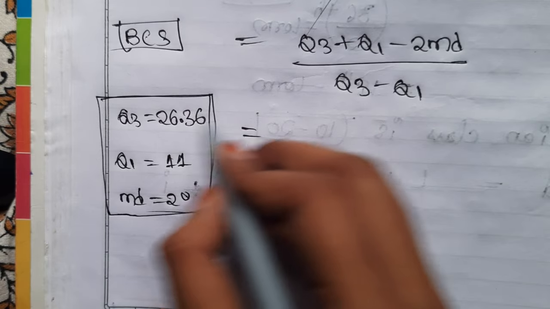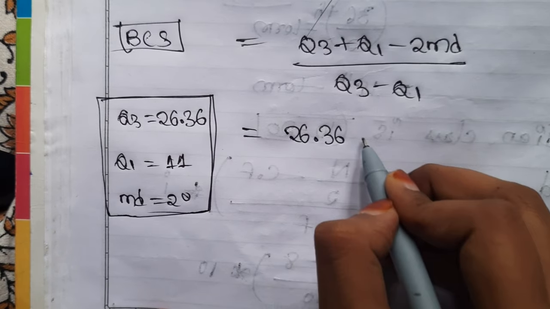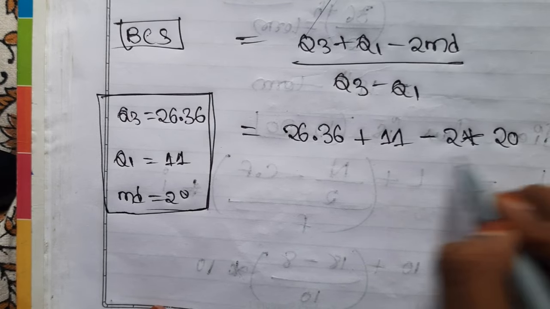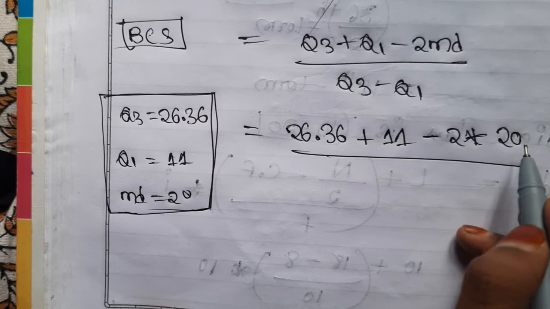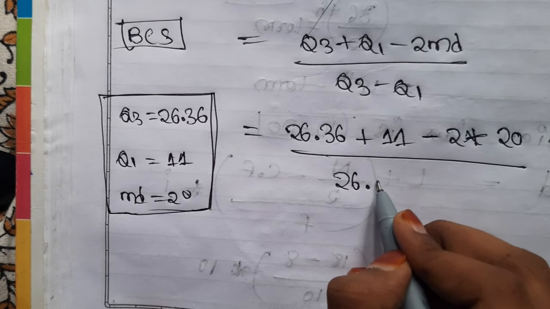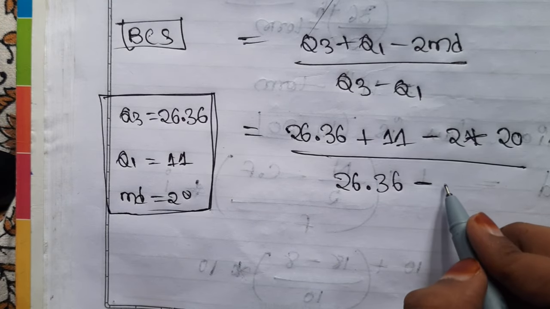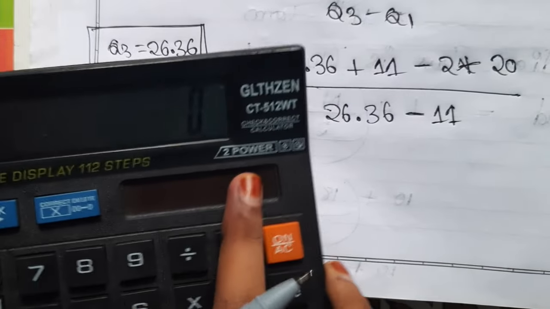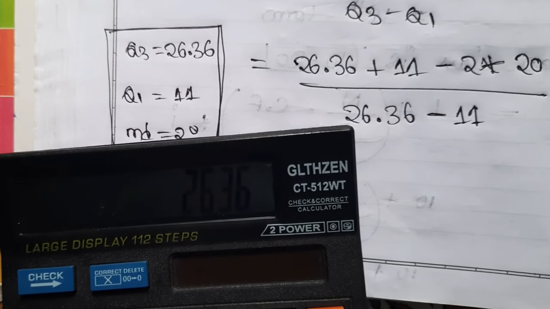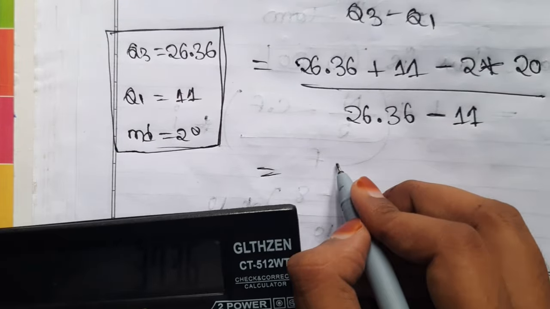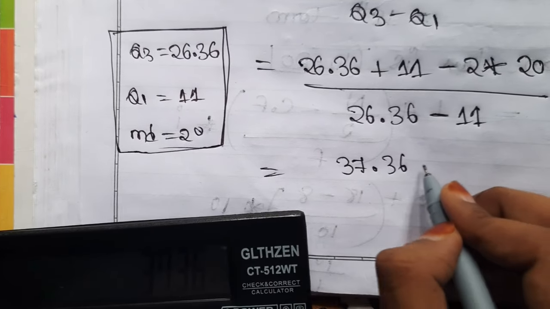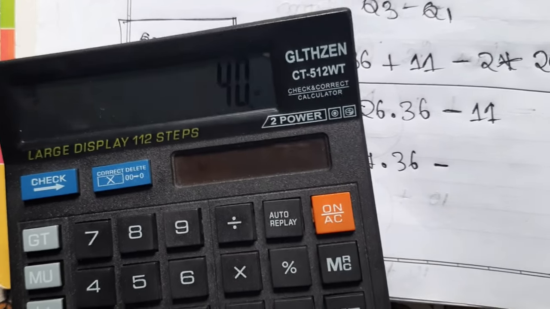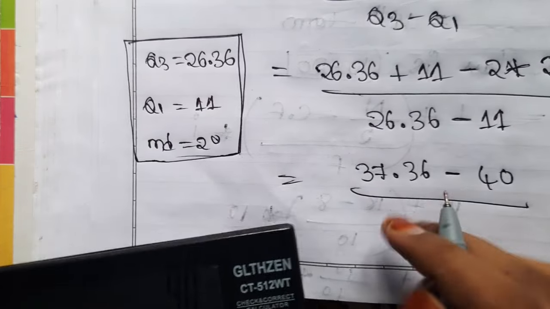Okay, so let us substitute. Q3 is 26.36 plus 11 minus 2 into MD. How much it is? 20. 2 MD means nothing but 2 into MD. Okay, Q3 how much it is? 26.36 minus Q1. Q1 how much it is? It is 11. Now you perform the calculations on this. Okay, let us see. 26.36 plus 11, how much it is? It is 37.36 minus 2 into 20, how much it will be? 2 into 20, it will be 40, right? So 40.